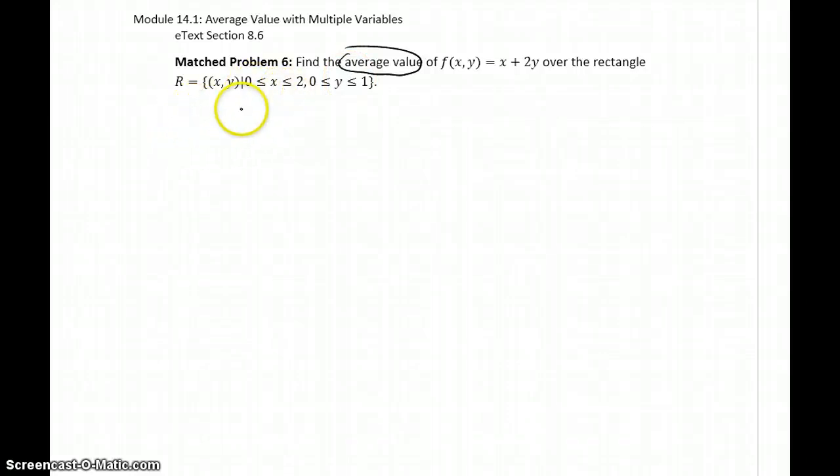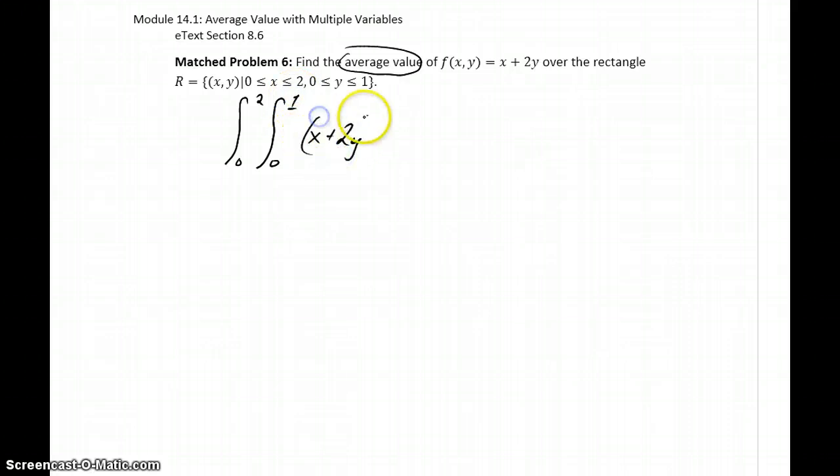Since our region is 0 to 2 for x, this would be the integral from 0 to 2, and for y, the integral from 0 to 1 of our function x plus 2y dy dx. Now the only difference between a standard integral and that average value formula is that at the beginning we're multiplying by 1 over b minus a, so in this case 2 minus 0, times d minus c, so times 1 minus 0.